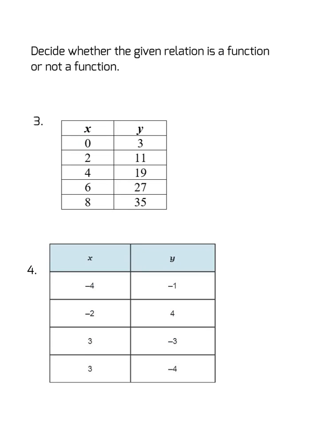Okay, so now we're going to take a look at tables and still do the same thing, decide whether it's a function or not a function. And so you focus on your x values. You have 0, 2, 4, 6, and 8. And all of those are paired with exactly one y. We have no repeating x values, so that is a function.